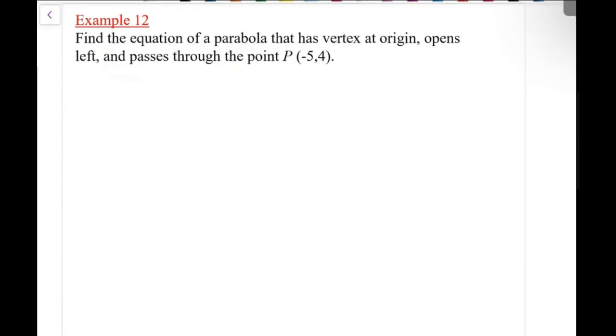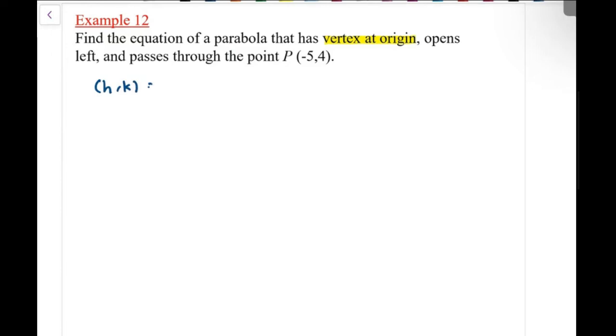So, find the equation of a parabola that has vertex at origin, opens left and passes through the point P, negative 5, 4. Okay. So, now dia dah bagi info, kita nak cari equation parabola. Every hint penting. Kena tahu satu-satu. So, start first one. Vertex at the origin. So, dia nak beritahu apa? HK in this case is 0, 0.